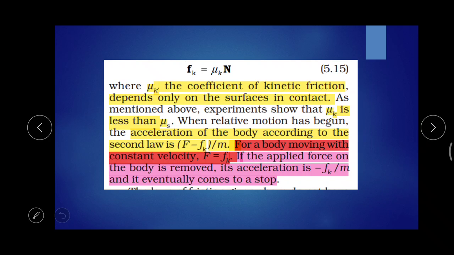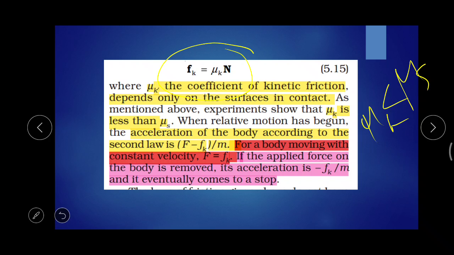Some of the major aspects regarding the kinetic friction force Fk: mu k is the coefficient of kinetic friction, which depends only on the surfaces in contact. The mu k value will always be less than mu s. We have discussed that one. The static frictional force will always be greater than the kinetic frictional force, so the mu s value will be greater than mu k.